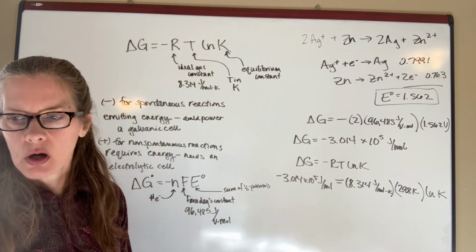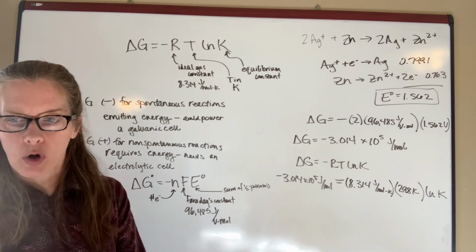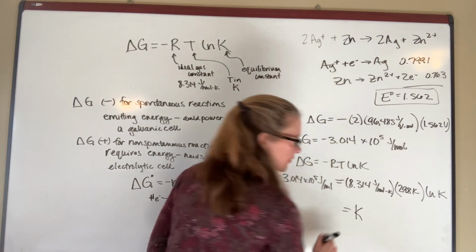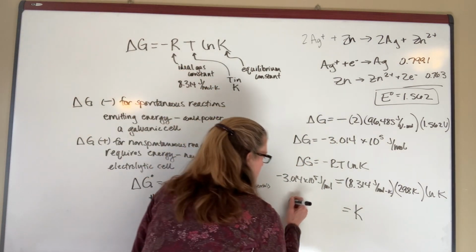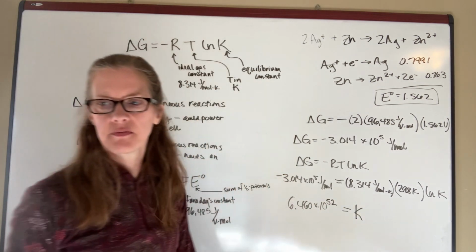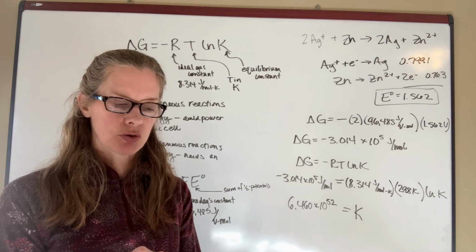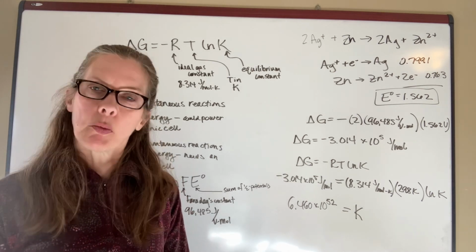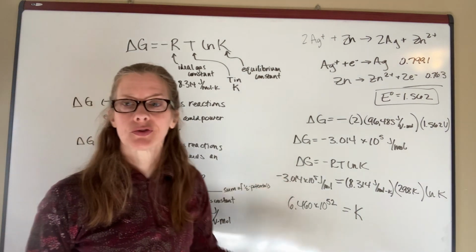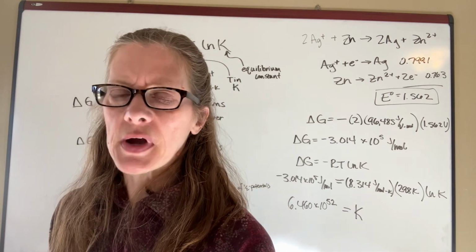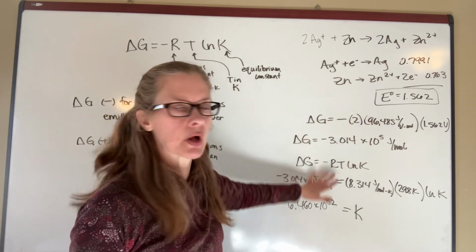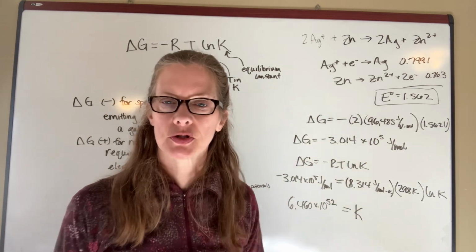When you work all this through and solve it out, you should end up with a K of 6.460 times 10 to the 52nd. Very, very large equilibrium constant. So we know that it is going to go almost to completion, which probably doesn't surprise us considering that we also had such a large negative delta G. I don't think you will find these problems difficult. Again, it's a matter of looking at the table, finding the reduction potential, and then plugging the appropriate values into the equations. So you should be good with that.